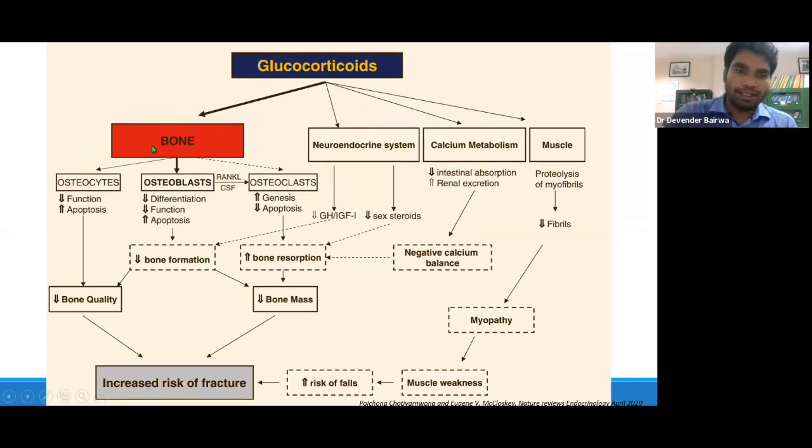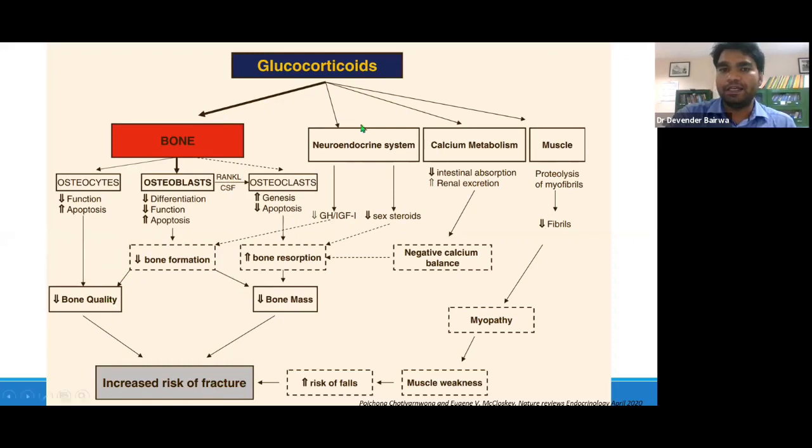Now see how. In bone, we discussed already, steroid is altering function of osteocytes, osteoblasts, and osteoclasts. Ultimately, what is it leading to? It is leading to reduced bone formation, poor quality of bone, reduced bone mass, and this all will contribute to increased risk of fracture. Now, if you see, apart from bone, there are effects of steroid on neuroendocrine system, calcium metabolism, and muscles.